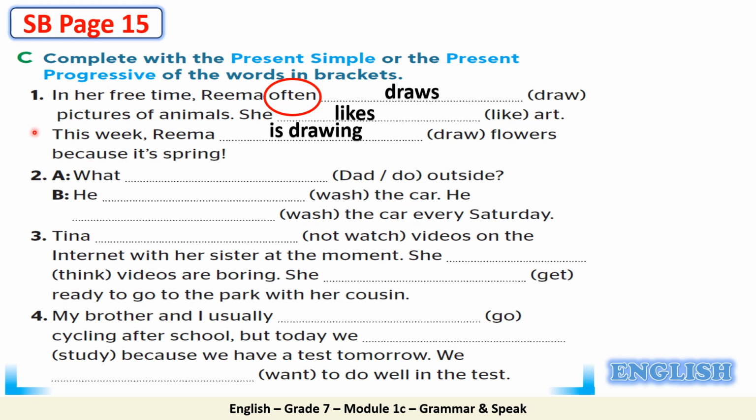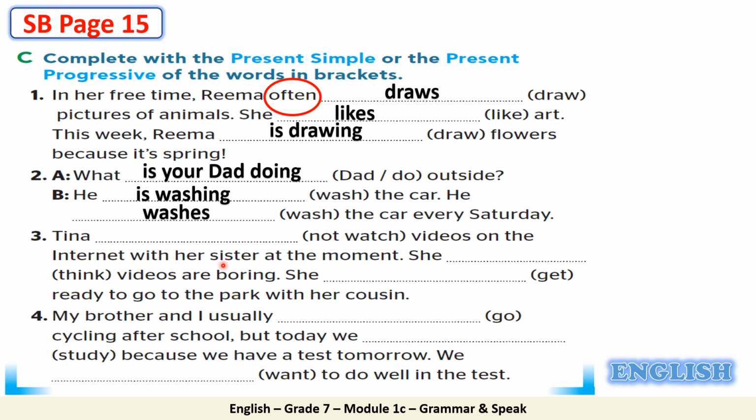Well done, students. Now let's move to number 2. What Dad do outside? He washed the car. This is at the time of speaking, so we should use the present progressive. Let's show the answers. What is your dad doing outside? He is washing the car. Well done, students. He washes the car every Saturday. This is a habit, so we should use the present simple. The correct answer is he washes the car every Saturday.